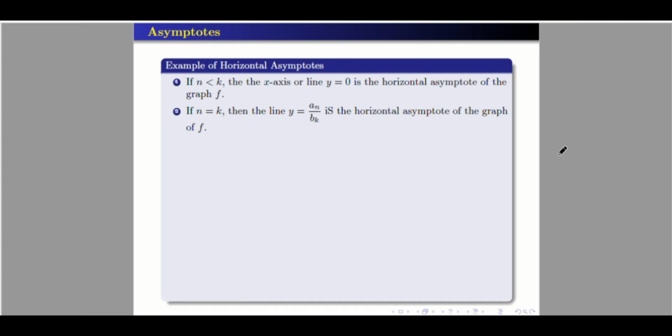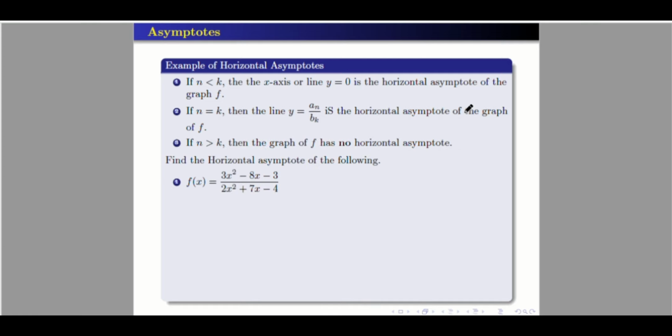As examples, find the horizontal asymptote of the following. This is our first example. Take note, 2 is equal to 2, so that falls on condition 2. Since they are equal, we just need the division of their leading coefficients. So the answer for this is 3/2.